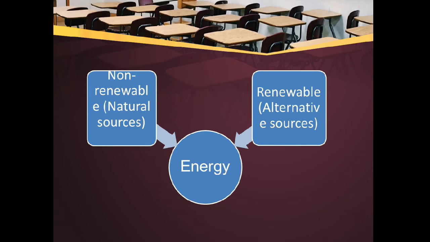There are two types of energy. First is non-renewable or natural resources. Second is renewable or alternative sources. For non-renewable or natural resources, there are solar and petroleum.